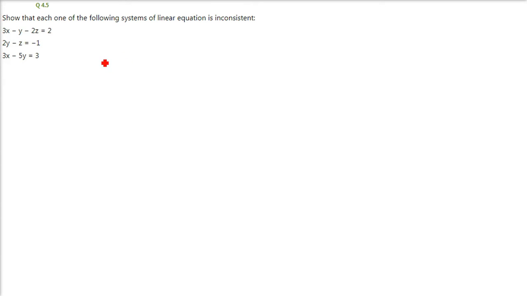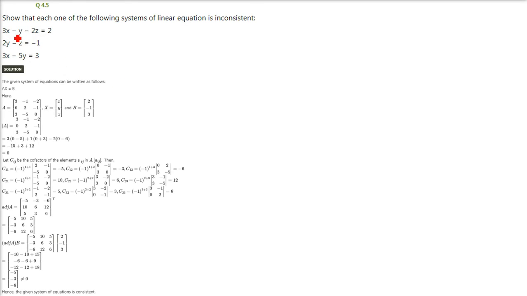Same thing you have to do here. Show that each one of the following systems of linear equations is inconsistent. Let me just write this A matrix. So 3, 1, minus 1, -2, then x is 0, y is 2, and then we have -1, then x is 3, y is -5, and z is 0. So this is your A.